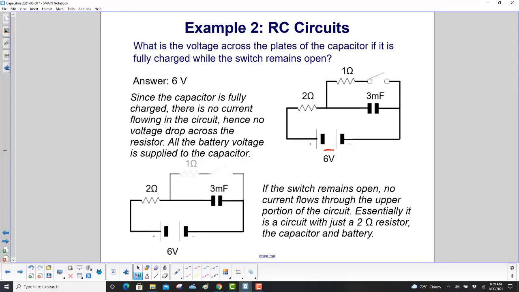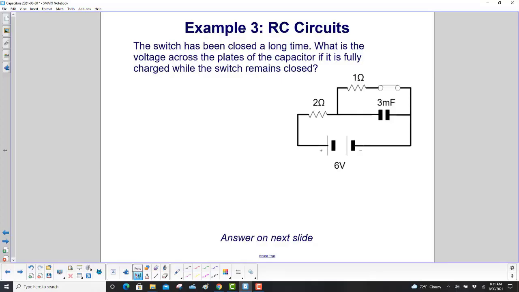The answer is 6 volts. And why is that? Since the capacitor is fully charged, and you've got this open switch here, there's no current flowing in the circuit. Hence, no voltage drop across the resistor, right? Because V equals IR. All the battery voltage is supplied to the capacitor. So as the switch is remaining open, no current flows through the upper portion of the circuit. So essentially, you have a circuit with a 2 ohm resistor and a 3 millifarad capacitor and the battery. There's your circuit, but there's no current flowing because it's fully charged. The switch has been closed a long time.